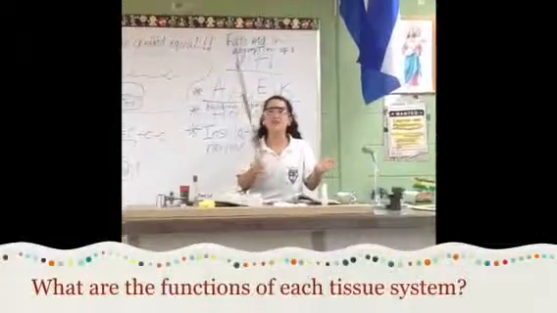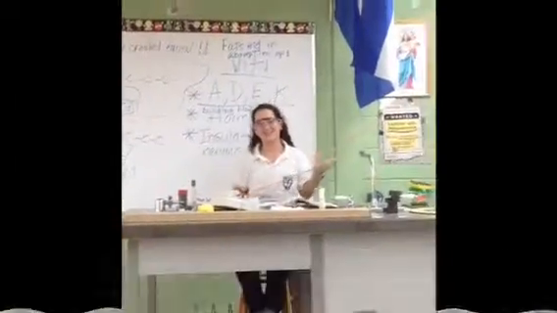What are the functions of each tissue system? Dermal protects the plant. Ground provides support and stores material in roots and stems. Vascular transports water, mineral nutrients, and organic compounds to all parts of the plant.